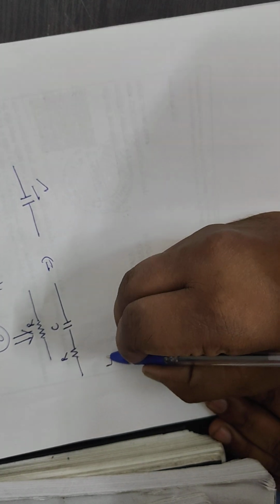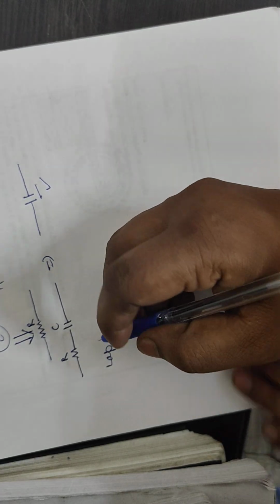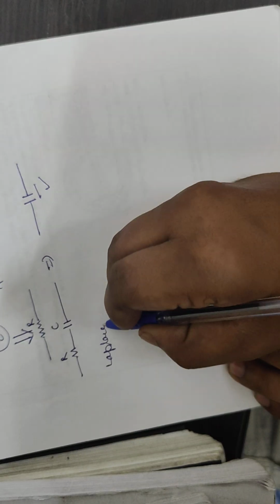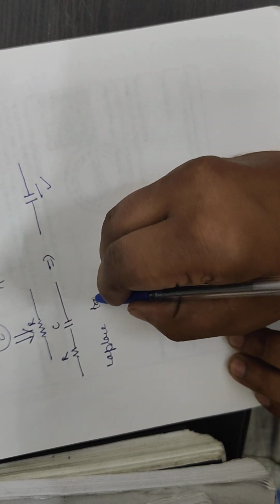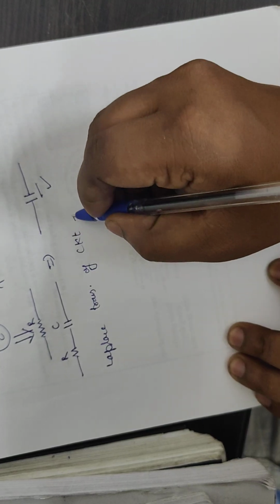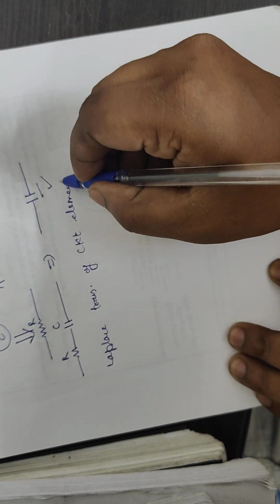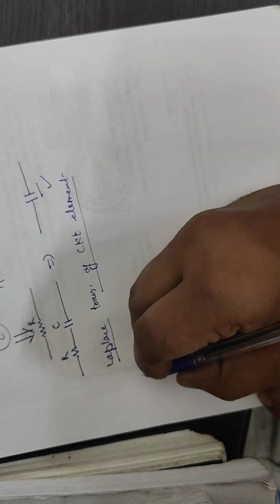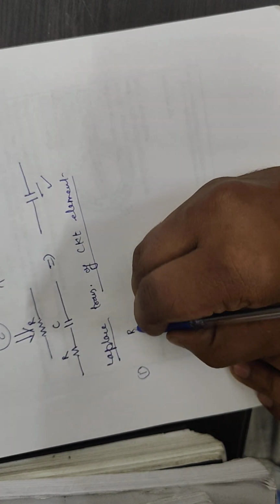So that is the Laplace transformation of the circuit element. So first, the resistance.